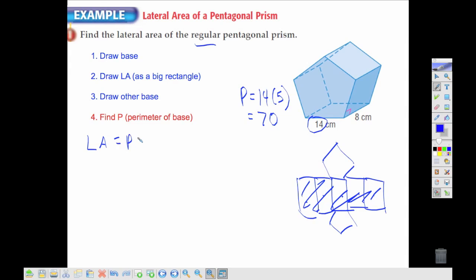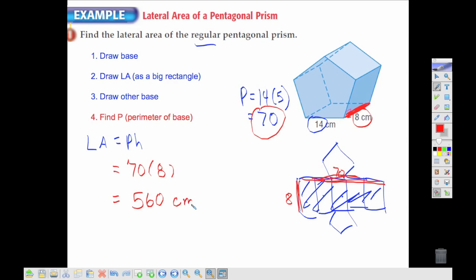Since we're looking for the lateral area here, we're only worried about this part. So my formula is lateral area equals perimeter times height. My height in this one would be the side that's not connected to the base, and that would correspond over here. My perimeter, the 70, would be corresponding to this side here, all of that. So we're just going to plug in the values we've got. We found the perimeter, 70. We know the height, 8. And so that's going to give us 560. We won't forget our units of centimeters squared.